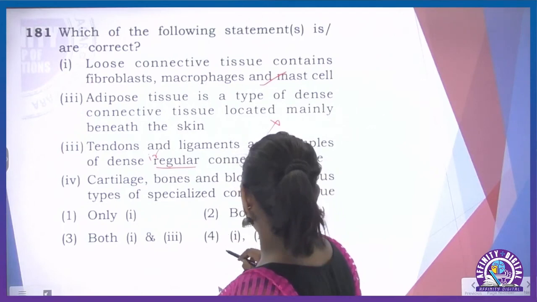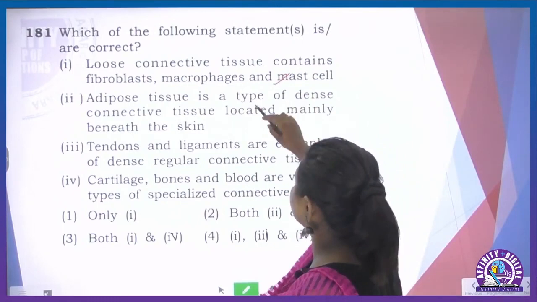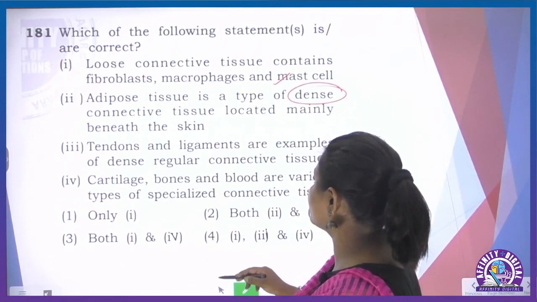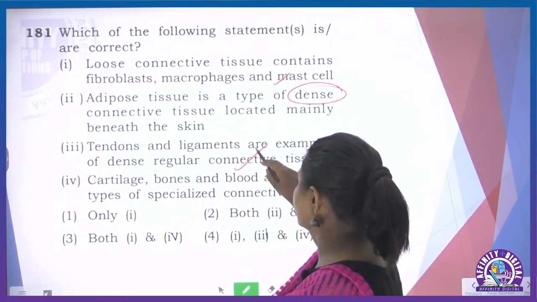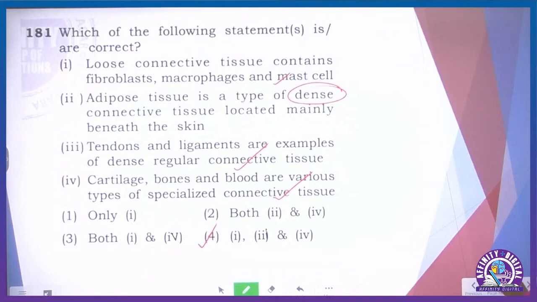Now the statement question number 181. Which of the following statement are correct? That is, loose connective tissue contain fibroblast, macrophage and the mast cell. That is true. Adipose tissue is the type of dense. No, it's a type of the loose connective tissue. Tendon and ligaments are the example of the dense regular connective tissue. That is also true. Cartilage, bone and blood are the various types of specialized connective tissue. That is also true. The option will go with 4. That is 1, 3 and 4 option are the correct one.